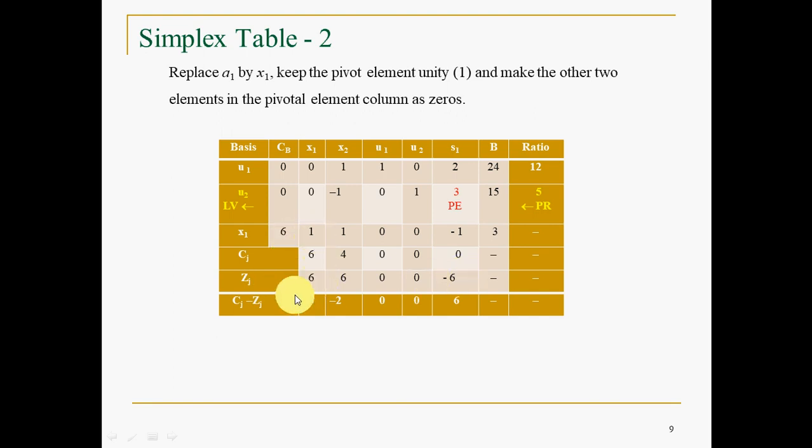See here, Zj corresponding to this position is this into this plus this into this plus this into this. So 1 into 6 is 6, plus 0 plus 0, it will become 6. Here in this case, 1 into 6 is 6, anyway these two will be zeros because these two are zeros. Like that, you have to continue the computation of Zj. So Cj minus Zj is 6 minus 6, 0, 4 minus 6, minus 2.